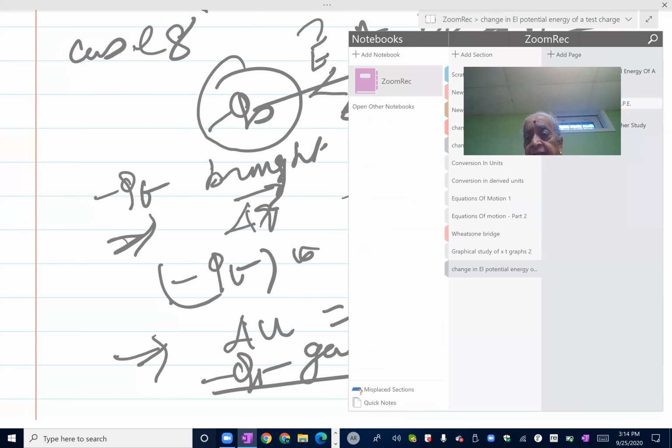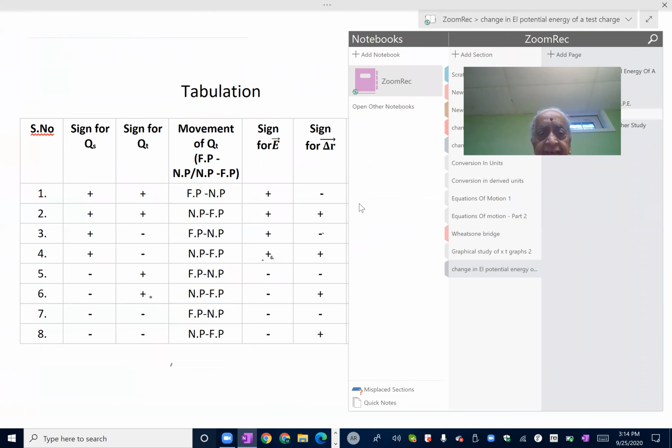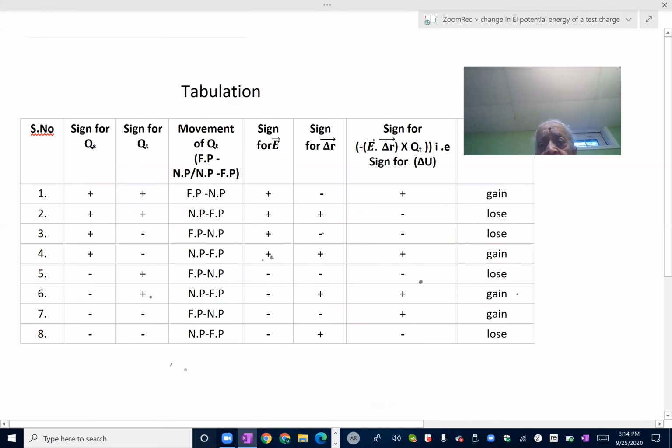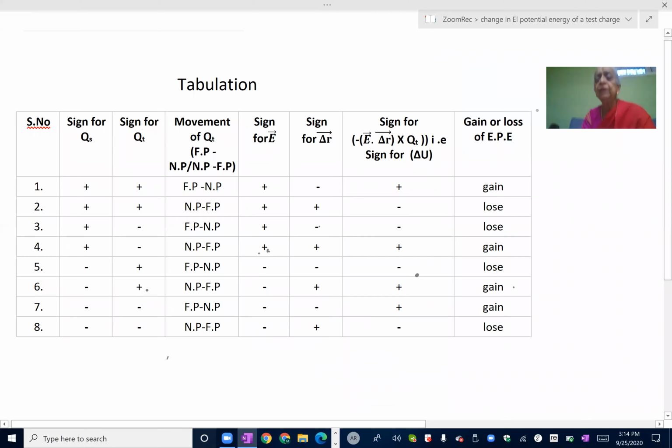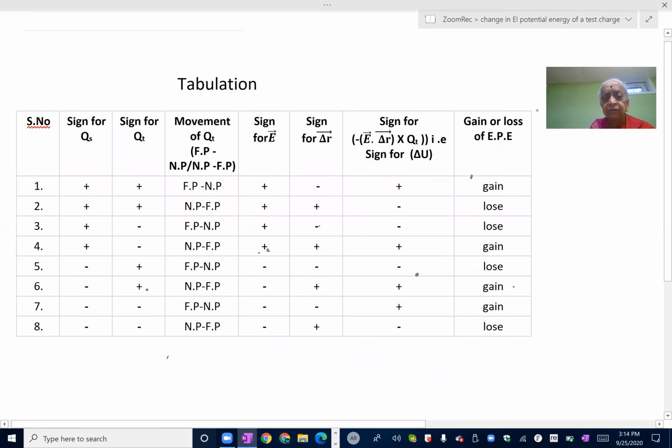Now coming to the tabulation part of it. So now I will discuss the tabulation here. Now you find that QS is positive, QT is positive. So the movement is from a farther point to a nearer point. That means delta R is negative because it's radially inwards. E is positive, and E dot delta R will be positive into negative, which will be negative, but minus E dot delta R will be positive. Positive into positive test charge means it will gain energy.